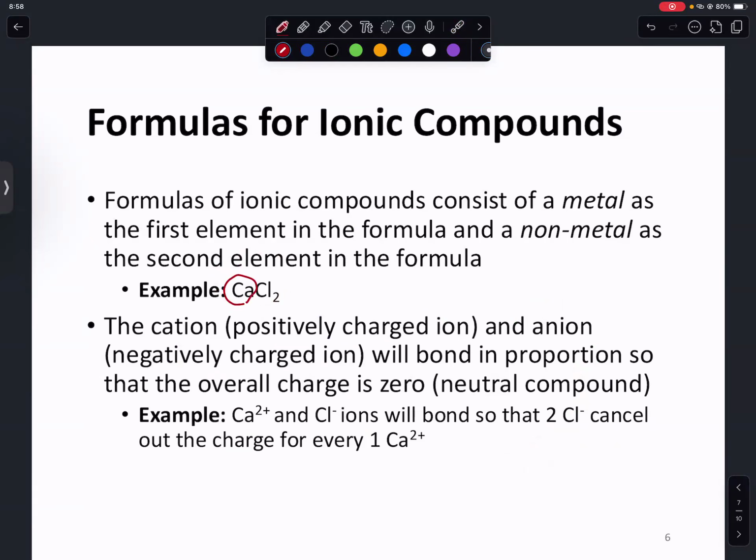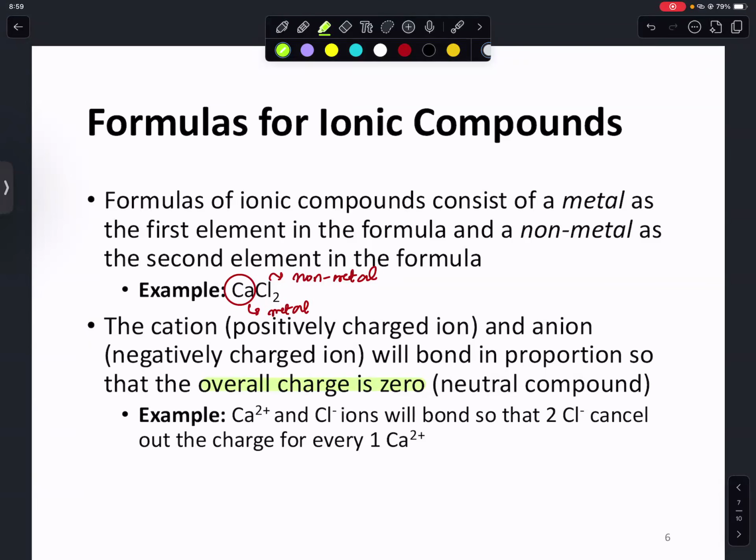So we have here calcium. Calcium is in group 2, far left, and this is the metal. And then the second part of the formula is the nonmetal, which is our chlorine or chloride ion, nonmetal. Another thing we have to consider is that although ionic compounds consist of a positive and a negatively charged part, the compound as a whole is neutral, which means that its overall charge is 0.